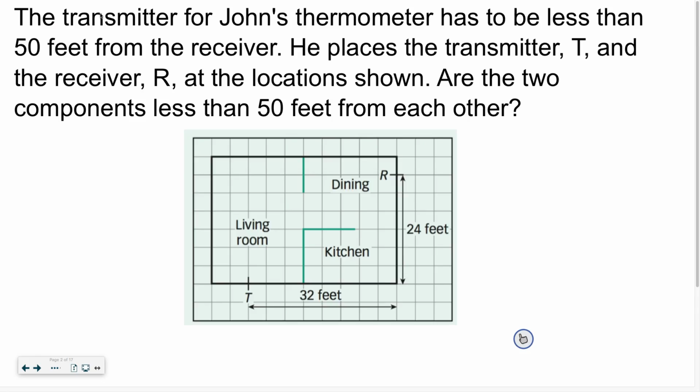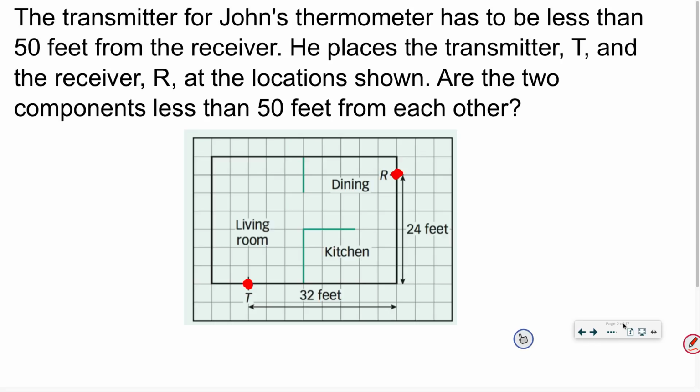So here is another type of real-world situation that we can use the Pythagorean theorem for. The transmitter for John's thermometer has to be less than 50 feet from the receiver. It's not going to pick up if it's more than 50 feet away. So he places the transmitter here, and then the receiver is here. And we need to determine if these components are actually less than 50 feet away from each other.